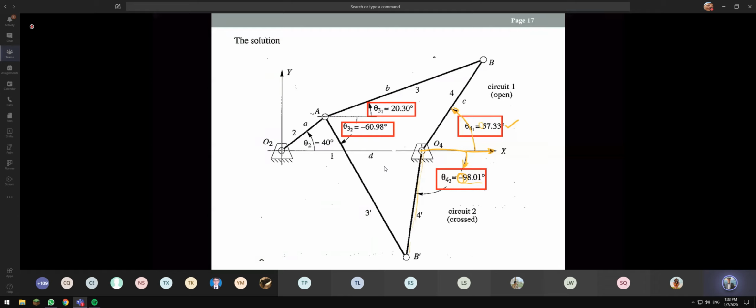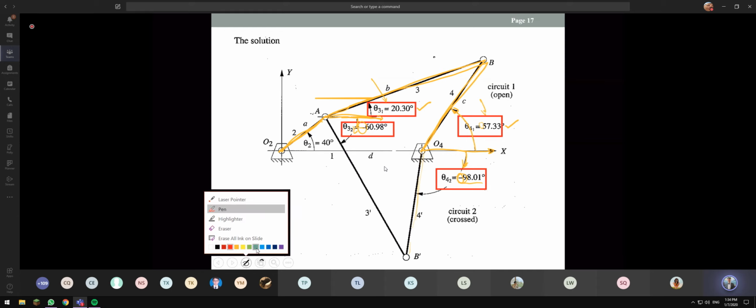So visualize it. 20.3 is here, minus 60.98. As I mentioned, when you get minus, it means that again from the horizontal line, we measure clockwise, right? So that's why we get this. The open circuit is referring to this yellow orange line. So this is the open circuit with theta 3 is 20.3, theta 4 is 57.33.